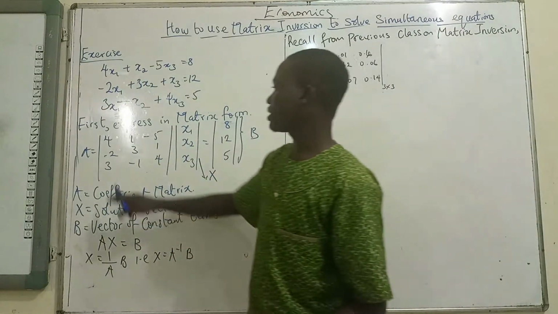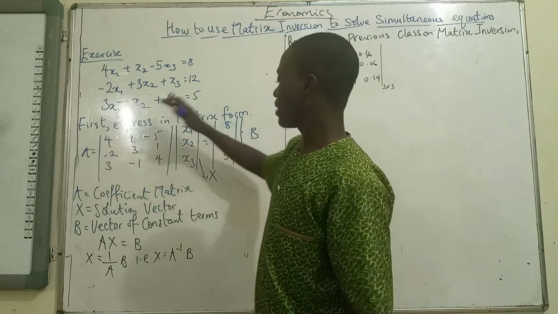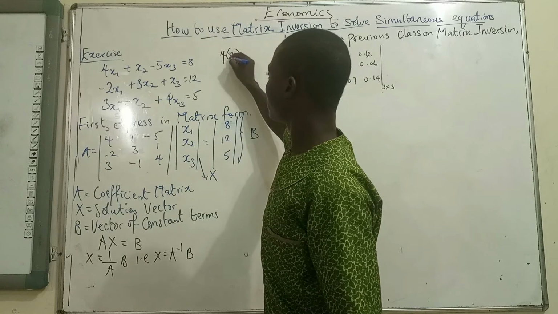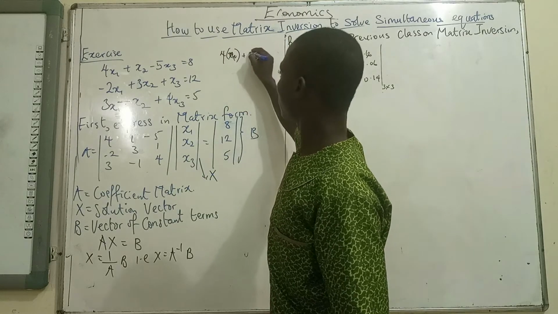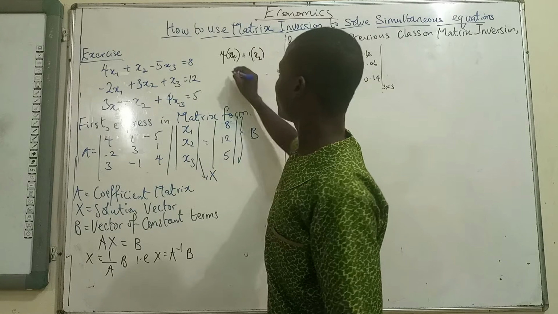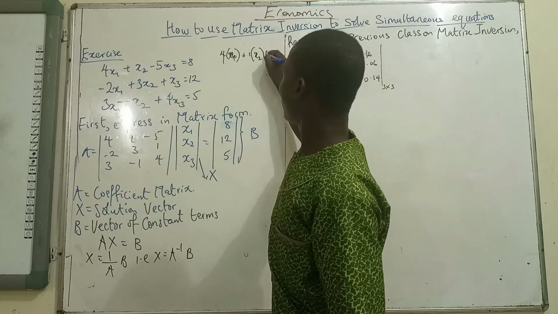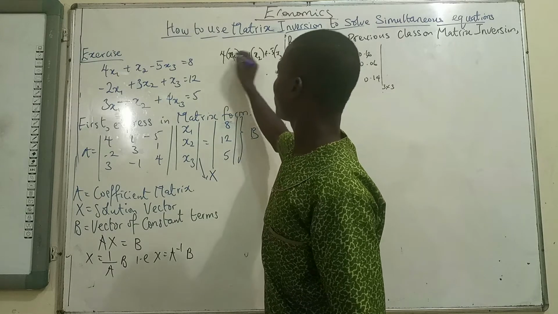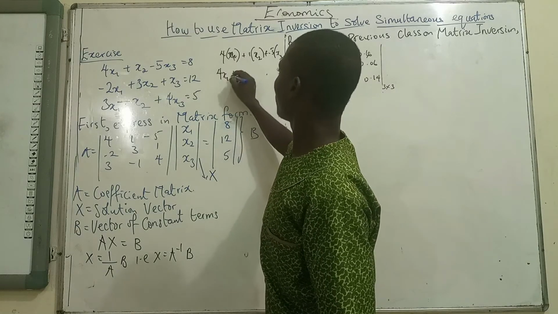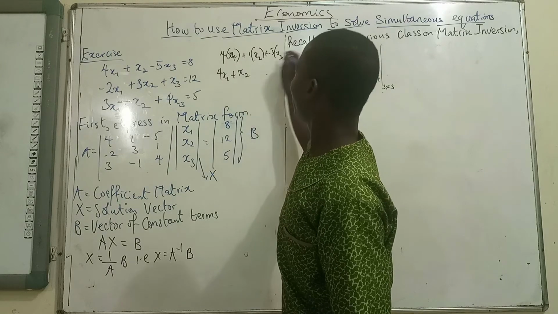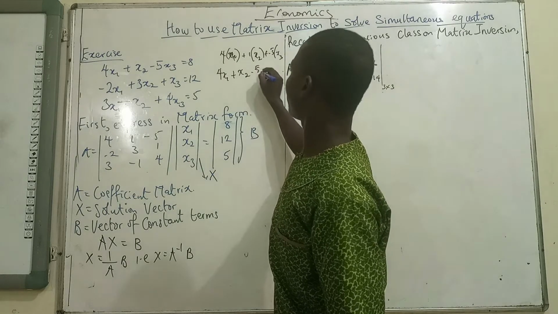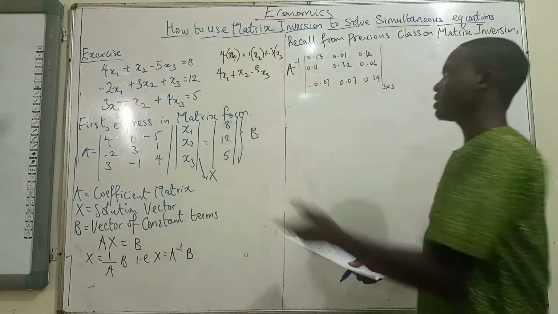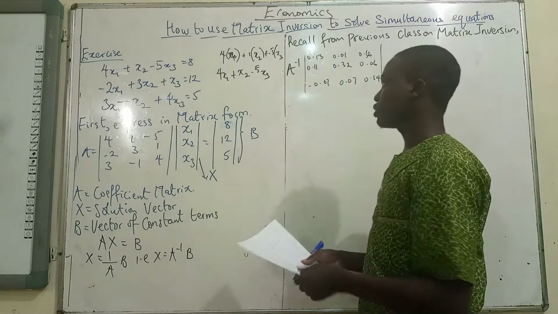Let's say, for instance, when we multiply this by this, we have 4 multiplied by x1, then plus 1 multiplied by x2, then plus minus 5 multiplied by x3. So 4 times x1 is 4x1, plus 1 times x2 is x2, minus 5 multiplied by x3 is minus 5x3, which will give us this back. By the time we do that for the remaining rows, it's the same thing. You are going to get all of the equations again.